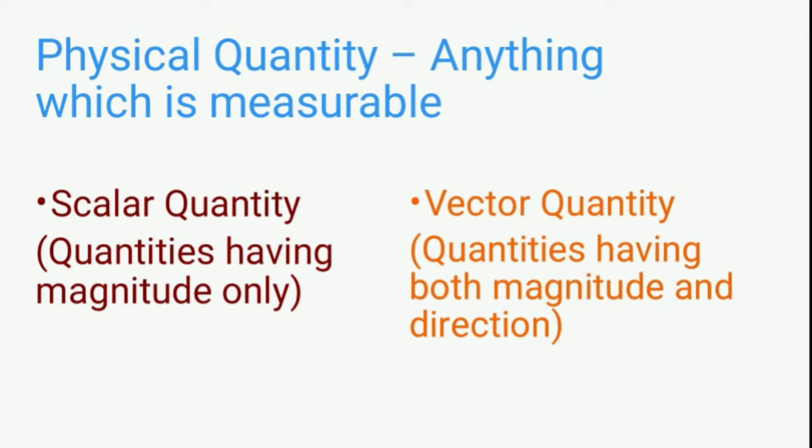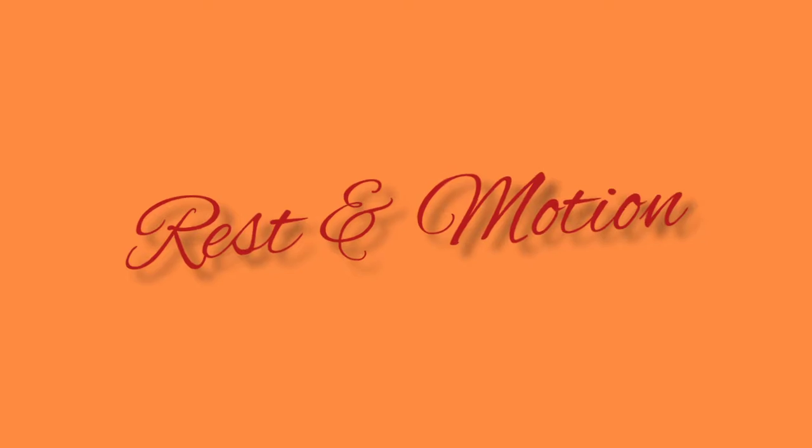Hello friends. Whatever we can measure, in physics we call them physical quantities. There are two types, scalar quantity and vector quantity. Scalar quantities are those quantities which have only magnitude, and vector quantities have both magnitude and direction. And in addition, vector quantities must follow the laws of vector addition.